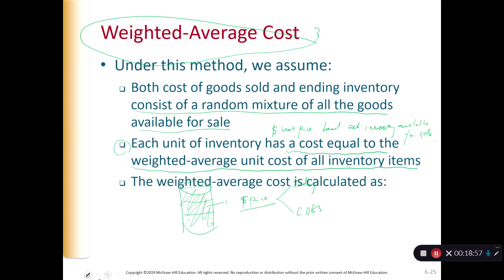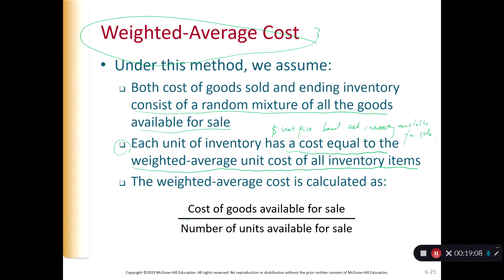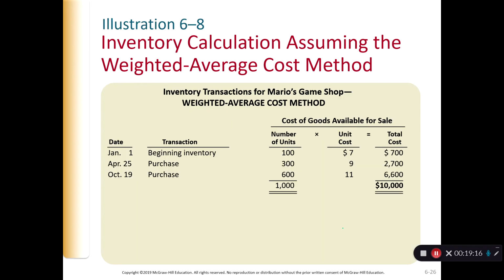Okay, so quickly, the weighted average cost is calculated as the cost of goods available for sale, the total cost, divided by the number of units available for sale. Let's say the same example: 100, 300, 600 at $7, $9, $11. So the cost available for sale is $10,000 here, and we have 1,000 units. Naturally, the weighted average should be $10,000 divided by 1,000, which is $10 per piece.